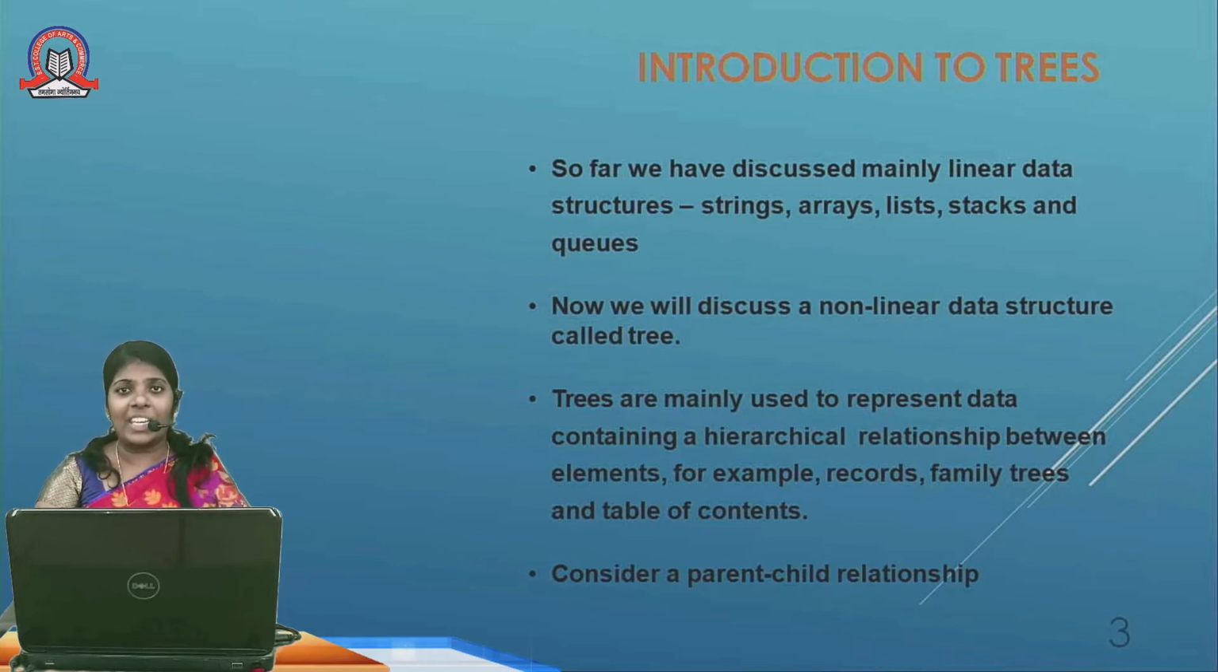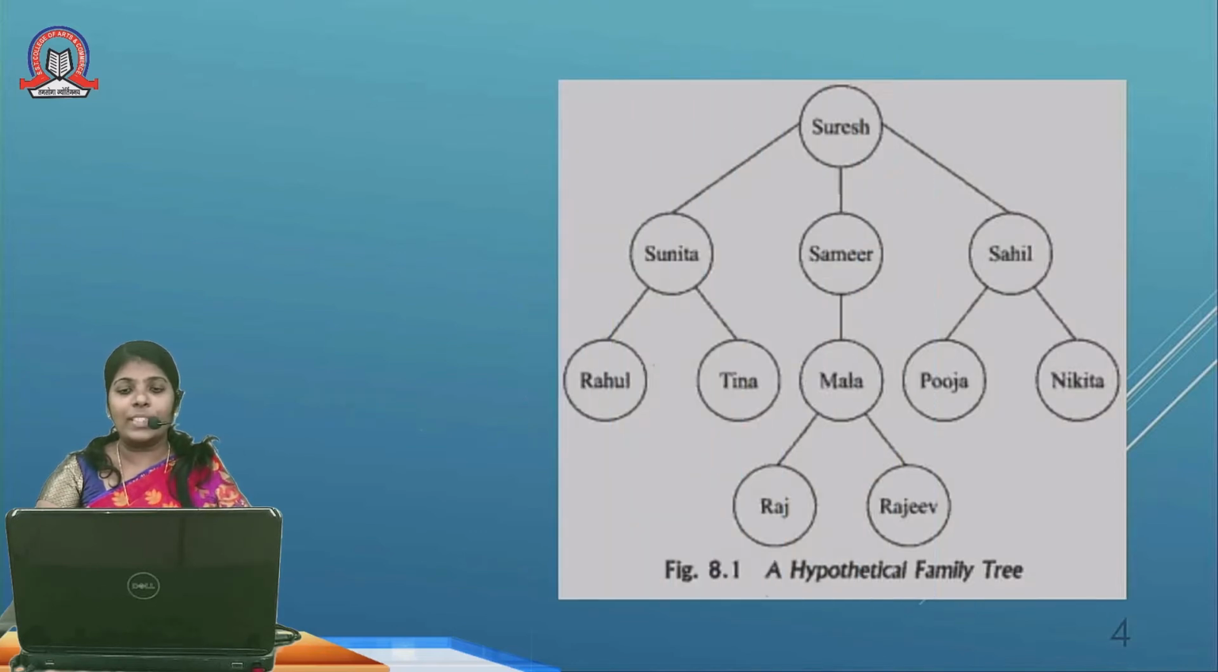Consider a parent-child relationship. Now you can see here the tree which represents a family tree, that is a parent and child relationship. So for example you can see Suresh, then Sunita, Samir and Sahil. They are children, sub-children. Sunita has children Rahul and Tina. Samir has only one child, that is Mala. Then Sahil has two children, that is Pooja and Nikita. Like this you can represent it in the form of a tree, that is a parent and child relationship.